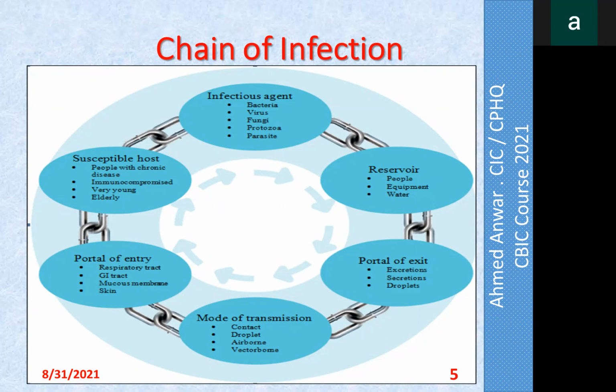This portal of entry may be the respiratory tract, GI tract, mucous membrane, skin, or non-intact skin. And then it will settle in the new host or susceptible host, which may be a new patient, another vector, another microorganism, or another animal. This is the cycle, and it will start a new chain of infection again.